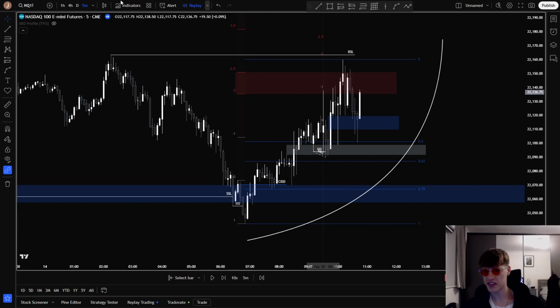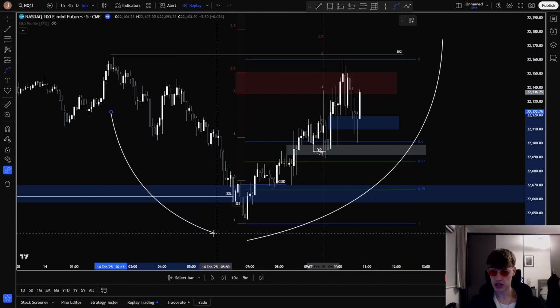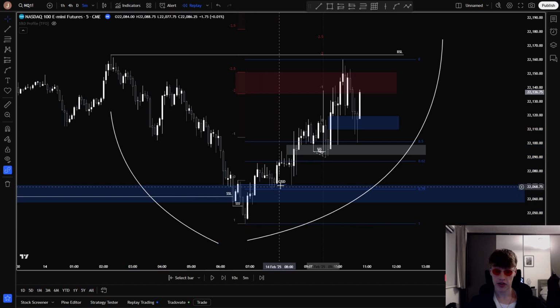That confirms the draw is now Asia high. This is the draw for this model. How is it so clear? I don't know. Price then comes up. We hold bullish PD arrays.